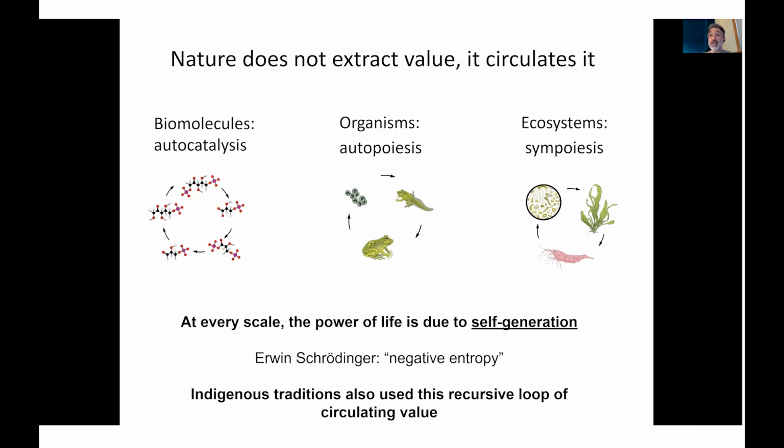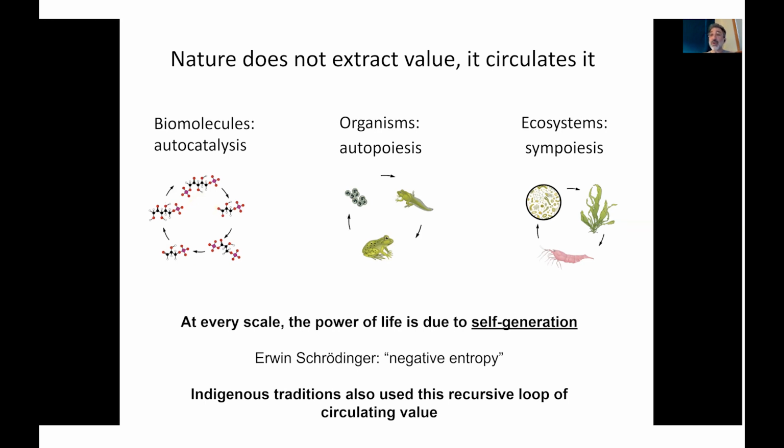Now, nature does not extract, nature circulates, right? It has a circular economy, whether you're talking about biomolecules manufacturing themselves in something like the Krebs cycle or the DNA cycle, or organisms giving birth to other organisms, or ecosystems undergoing self-repair and adaptation, right? These are all working in a circular form, what Schrodinger called negative entropy, negentropy.